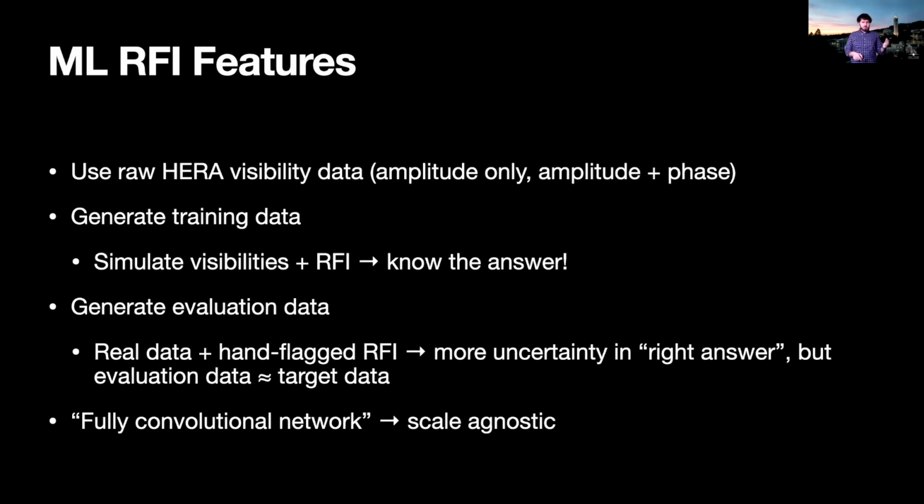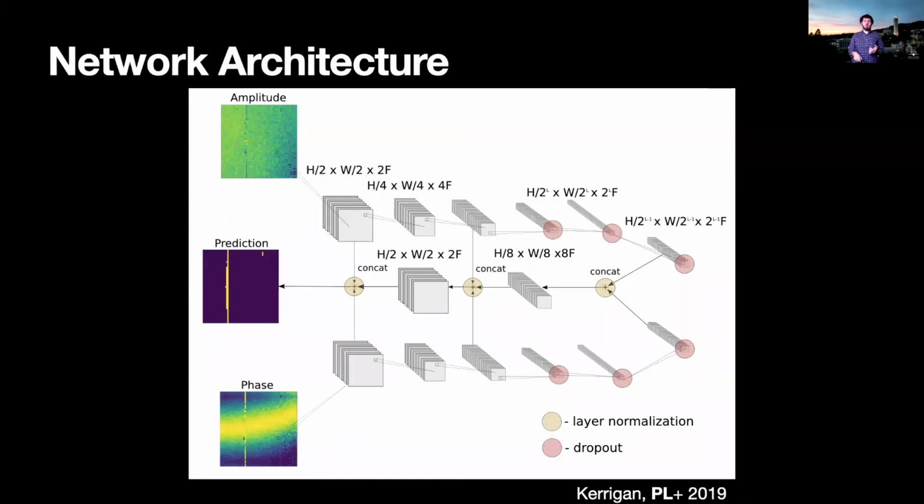And this was a nice feature, this was an application where we used a fully convolutional network so that it's scale agnostic, so that you can use it on any size input data. So this is the network architecture that Josh came up with.